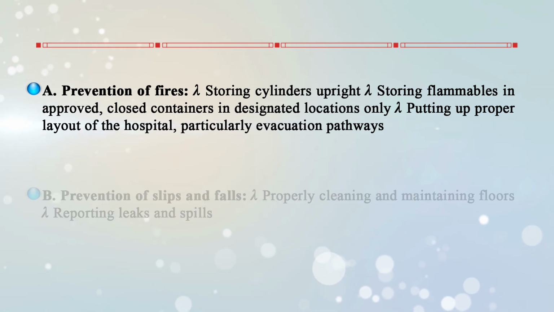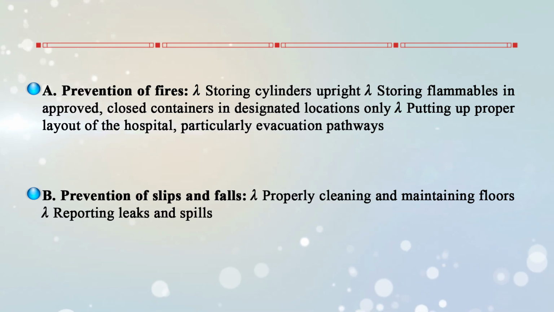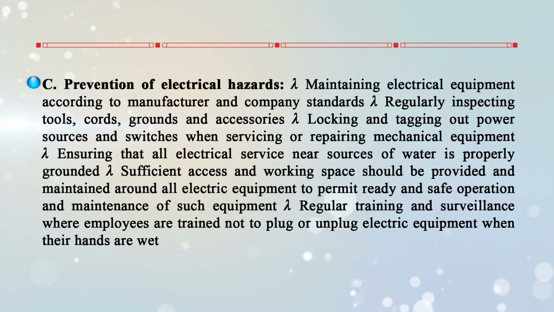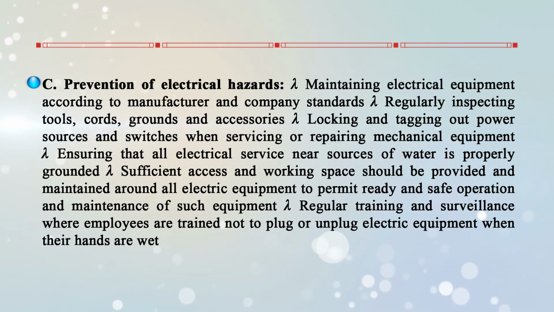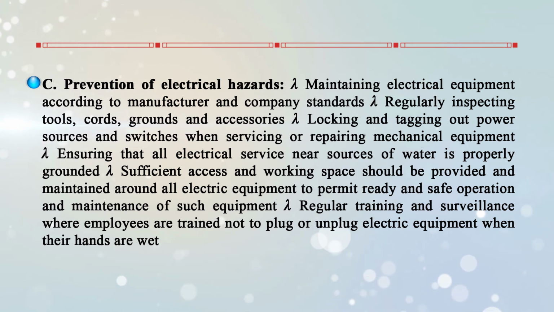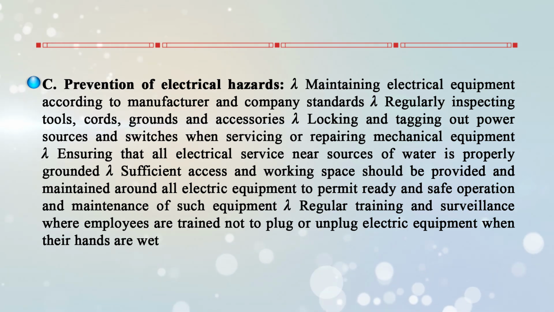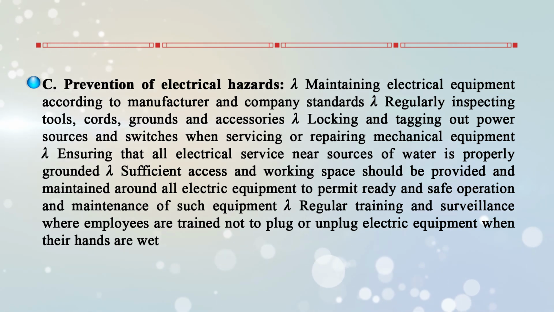evacuation pathways and prevention of slips and falls, and properly cleaning and maintaining floors, and prevention of electrical hazards and maintaining electrical equipment according to the manufacturer as well as company standards, locking and tagging out power sources and switches when servicing or repairing mechanical equipment is going on. So these are some of the important mitigation measures one has to observe in the hospital sector.